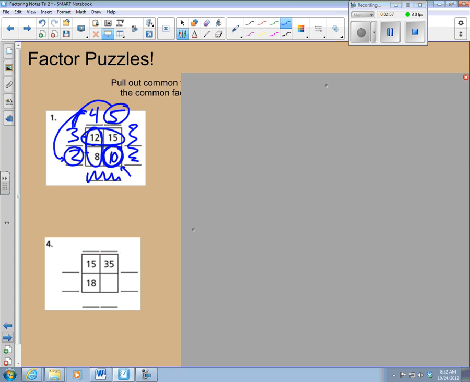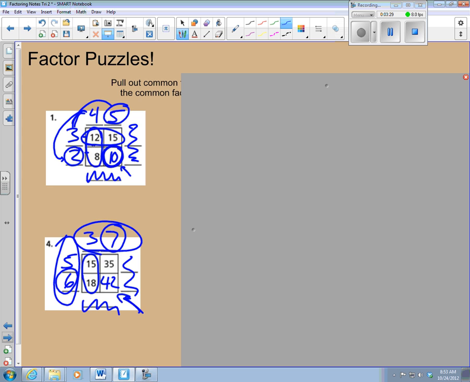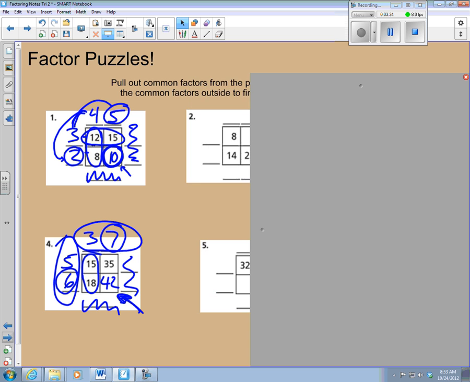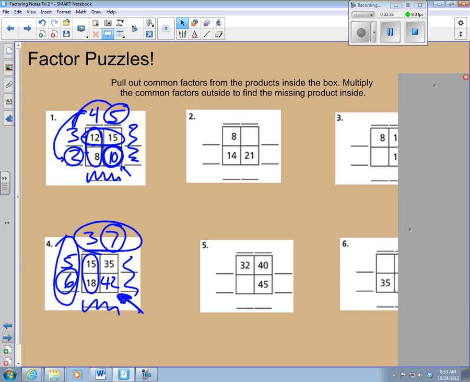Try another one here. 15 and 18. Well, that's definitely going to be 3. And 15 is 3 times 5. So I got those two. 18, 3 goes in there 6 times. 5 times what will give me 35? And that is 7 right here. So this last box is going to be the 7 times the 6, which is 42. So again, we're looking for our factors, and if you find all the factors correctly, you'll be able to find that last box. And I will let you guys do these two. It'll be good practice working with factors for you.